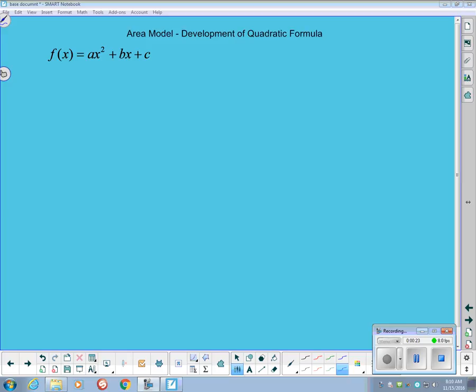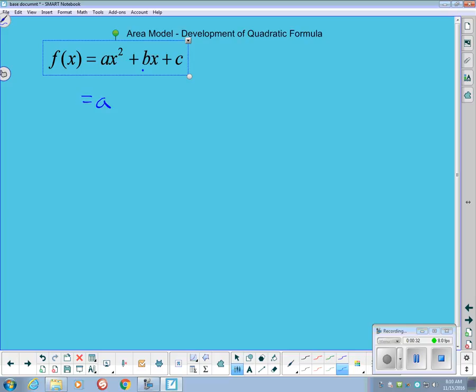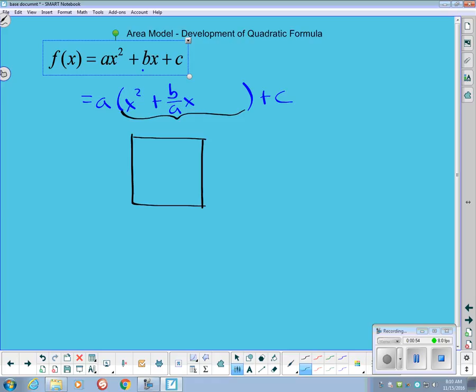So the first thing we would recognize in this is that I want to factor an a out of this thing. So I'm going to rewrite this as a times x squared plus b over a x, and we'll leave the plus c on the outside there. Okay, this is following the pattern that we've established in previous videos. And so now for the stuff that is inside this set of parentheses, I want to build a square.